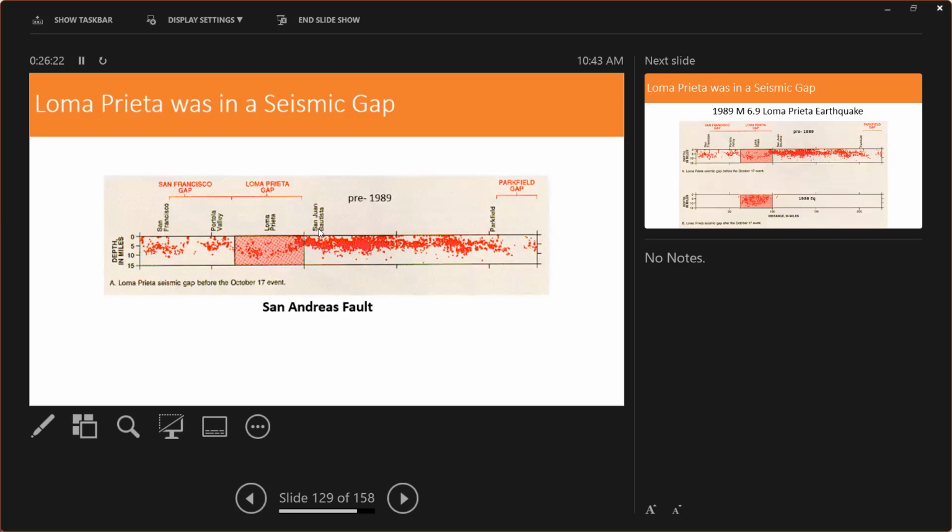If you look, I know it's hard to read, but right under where it says pre-1989, the San Juan Basin, all of those red dots are earthquakes. So that has a really huge density of earthquakes in that area. Right next to it in Loma Prieta, there's not a lot of them at all. So this is before the big 6.7 earthquake in 1989.